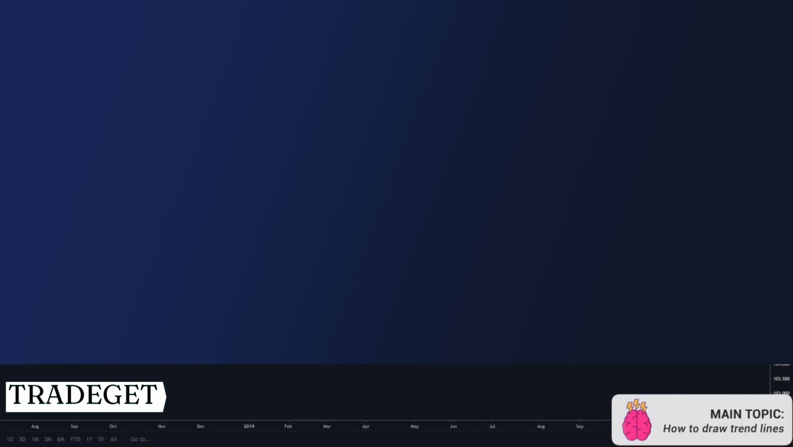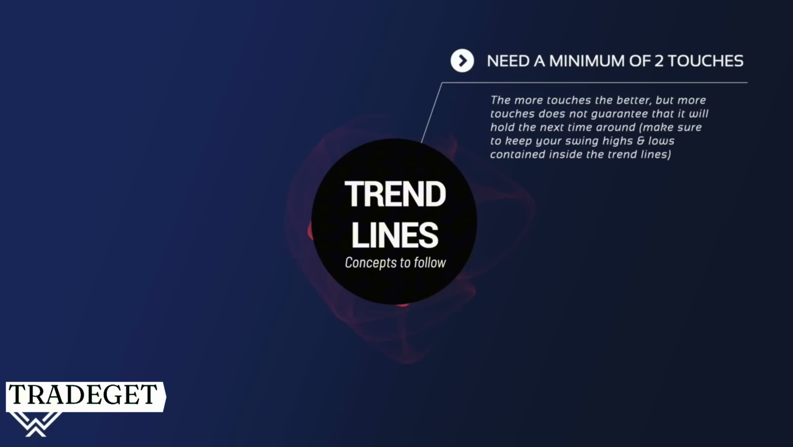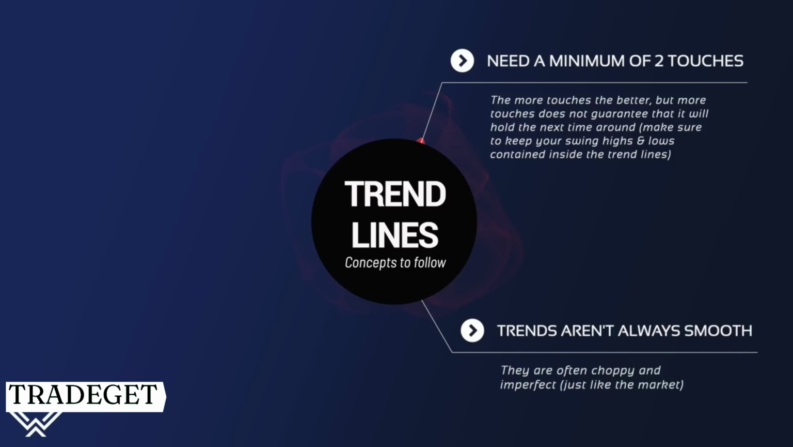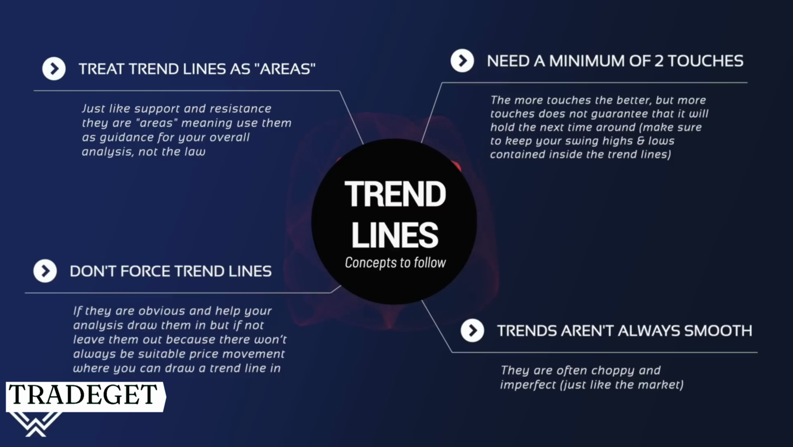So first, let's go through the concepts we follow when drawing trend lines. 1. You need a minimum of 2 touches to be able to draw a trend line. The more touches, the better, but more touches does not guarantee that it will hold the next time around. 2. Trends don't always move smoothly. They're often choppy and imperfect. 3. Treat trend lines as areas, meaning use them as guidance for your overall analysis, not the law. 4. Don't force trend lines. If they are obvious and help your overall analysis, draw them in. But if not, leave them out because there won't always be suitable price movement where you can draw a trend line on it.